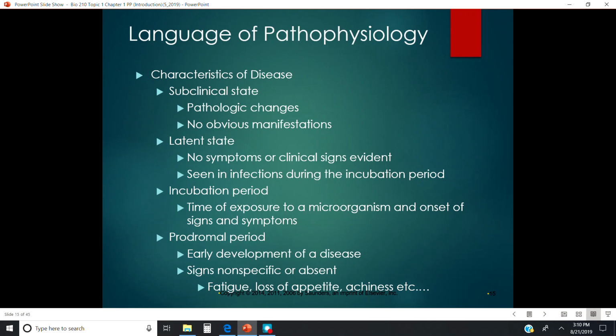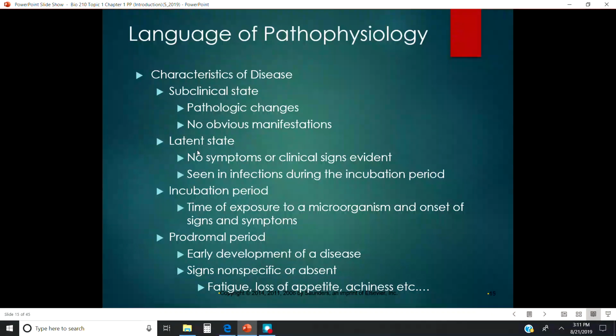Another term, we see this a lot with infections, would be a latent state. Again, the patient has no symptoms or clinical signs that are present, but when we're having an infection, this is the time that the virus or the bacteria are kind of brewing. They're reproducing, and this would be the incubation period. So during that time that you have the viral infection, let's say, they're in there, they're multiplying, but you're not showing any symptoms yet.